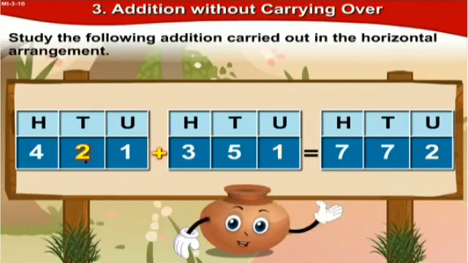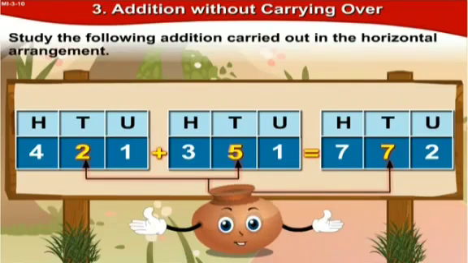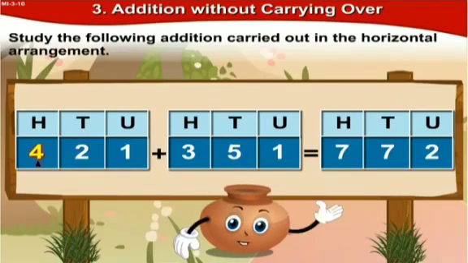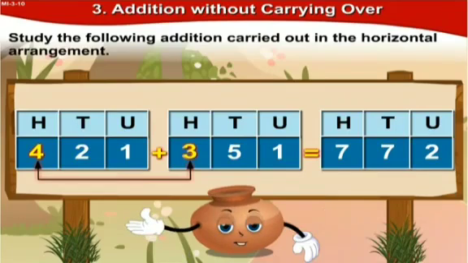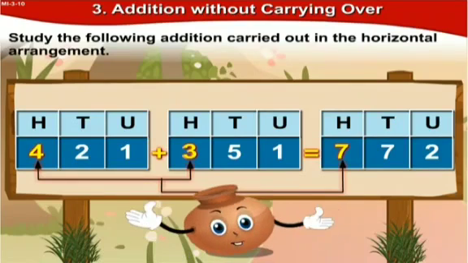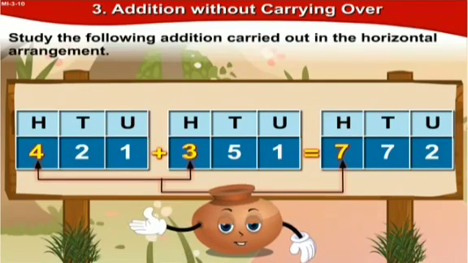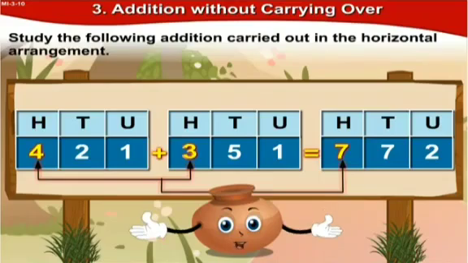Likewise, 2 tens plus 5 tens is 7 tens. This we will write here. And 4 hundreds plus 3 hundreds, well, that is 700, so write it here. In this way, we can add the numbers in the horizontal arrangement also. You've understood the concept? Now we'll move forward to some sums then.